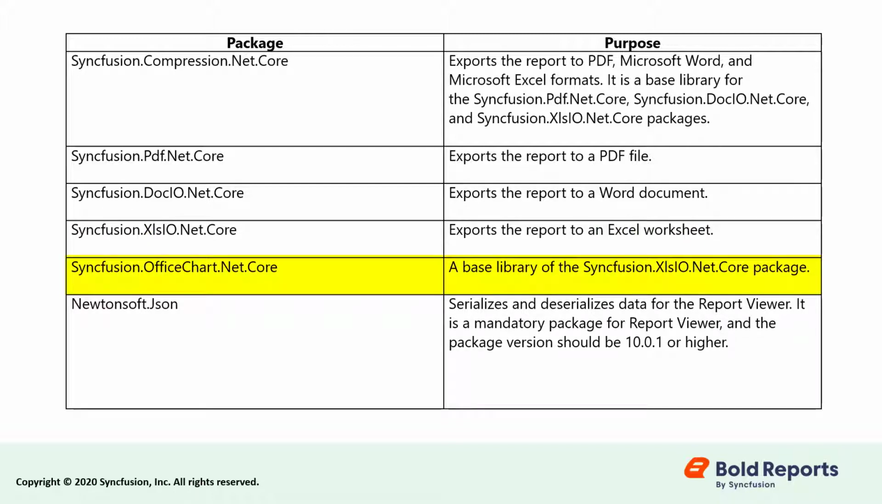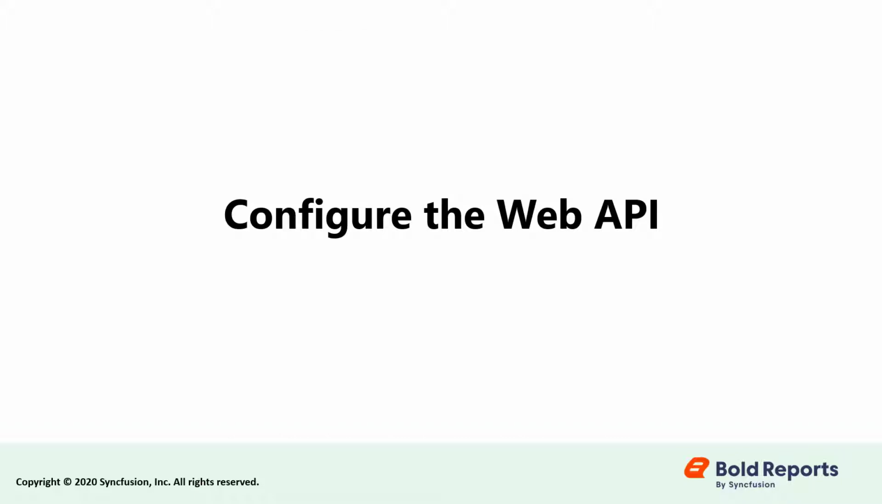The Syncfusion.OfficeChart.Net.Core package is a base library for the XlsIO package. The Newtonsoft.Json package is used to serialize and deserialize data for report viewer. The dependent packages will be installed automatically on installing the BoldReports.Net.Core package. Let's configure the web API.